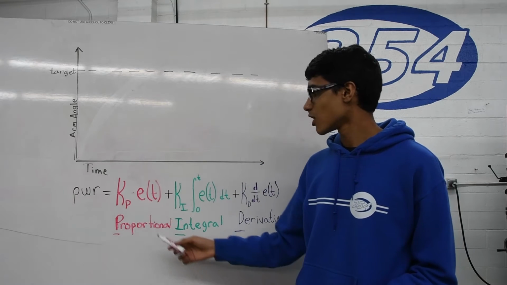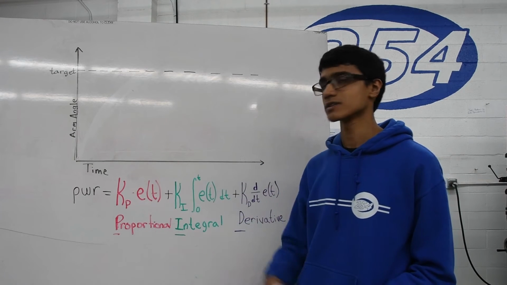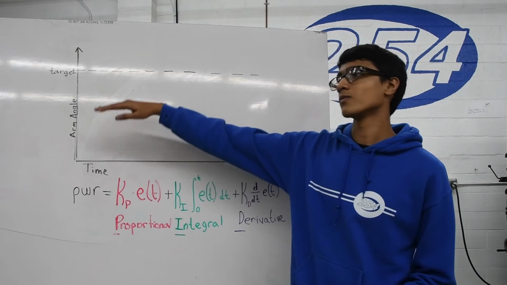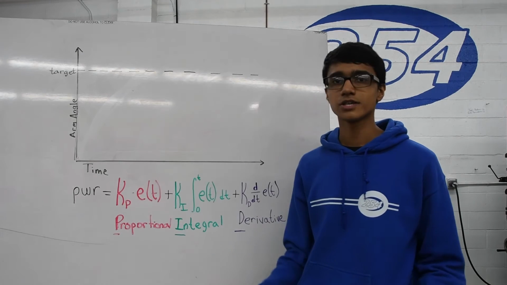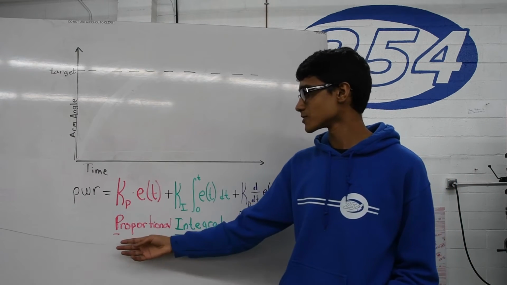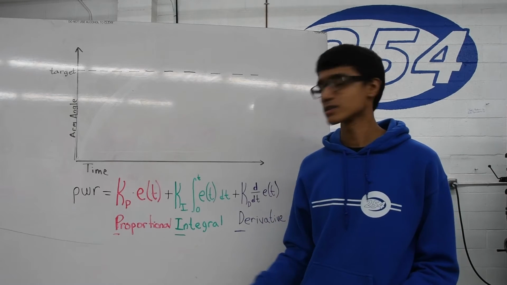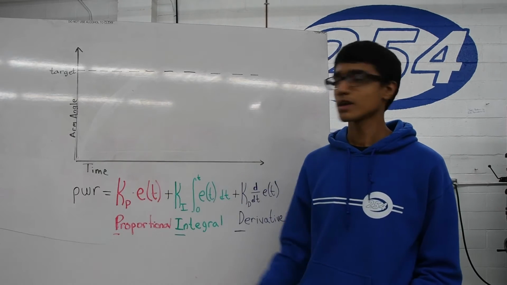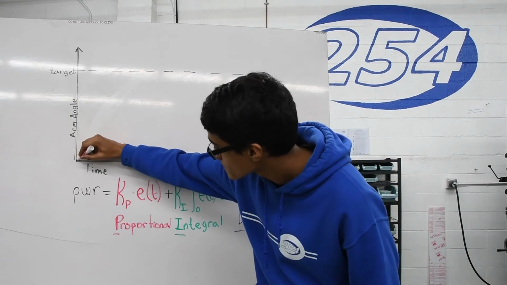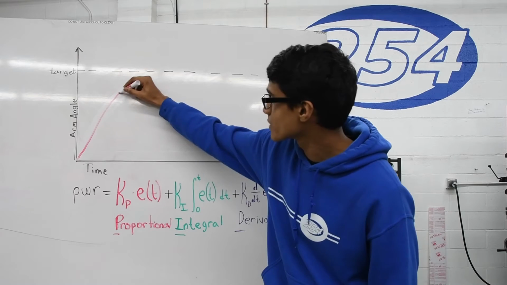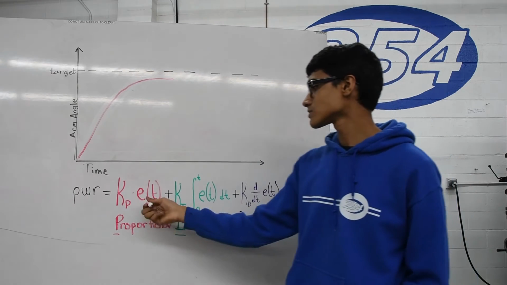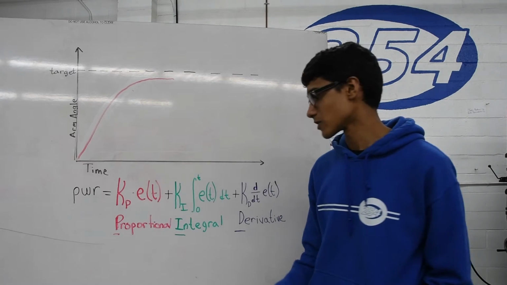All of these functions are based around the error function, which is just the difference between where you are and where you want to be, or the target, and how that changes over time. The first part of PID, or proportional, just uses this error function and multiplies it by a constant to get you close to, but not exactly at, your target. This is great for doing most of the work, but as it gets close to the target, the error gets so small that it has little effect on the power.